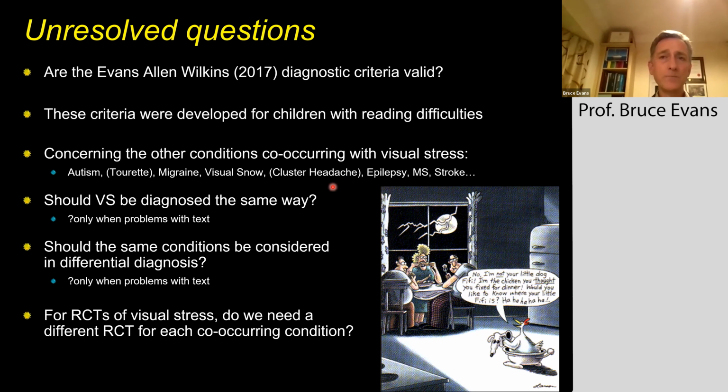And perhaps of most interest to this audience, thinking about research and visual stress, we desperately need randomized controlled trials of visual stress, and larger ones than we've had before. The question then is, do we want one big randomized controlled trial that looks at a mixture of people whose common underlying condition is visual stress, but who have different associated conditions? Or does each of these conditions, when associated with visual stress, require its own randomized controlled trial?